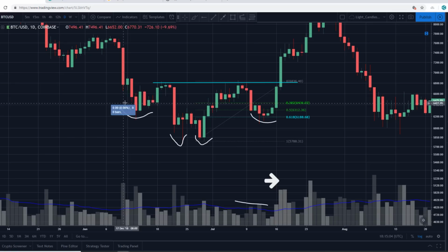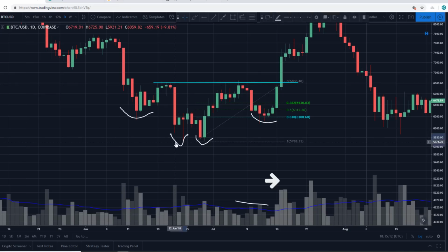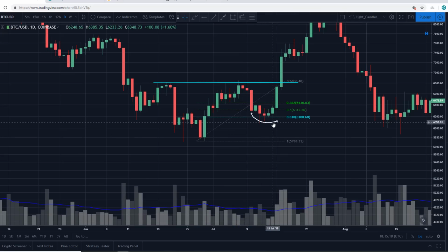So if we go here to the breakout point, that was 37 days basically, just a little bit over a month. And so this was a good example of that. And so let's fast forward and look at the one that we're seeing potentially form right now.